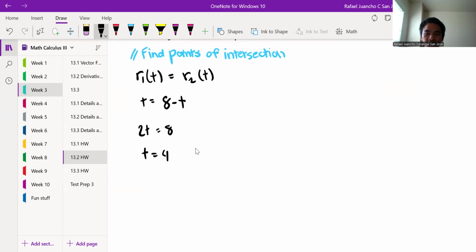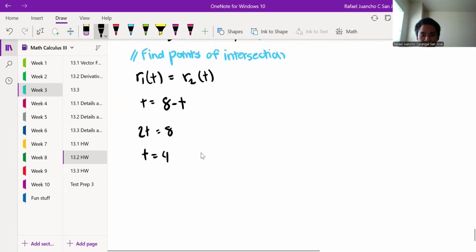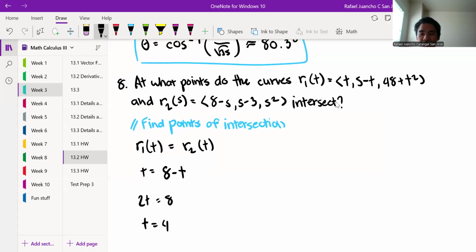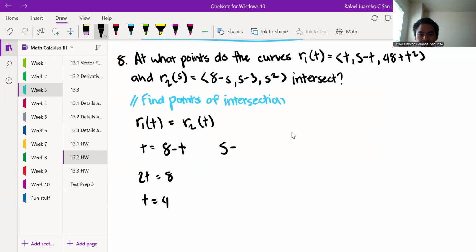8 minus 4 is 4. Now let's try the other components here. So we have 5 minus t, which should be equal to, here it's s, we're going to make it t minus 3. Can we plug in a 4 and it will still work? Yes, it still works, actually. If we plug in a 4 here, 4 minus 3 is 1. 5 minus 4 is 1. It satisfies. So t equals 4 works.